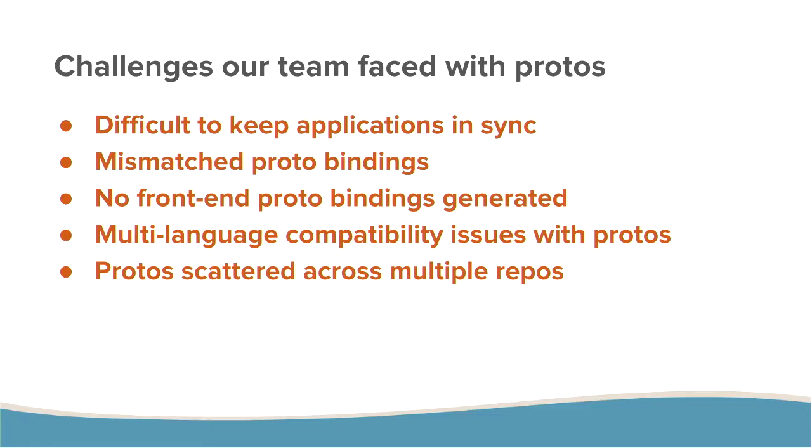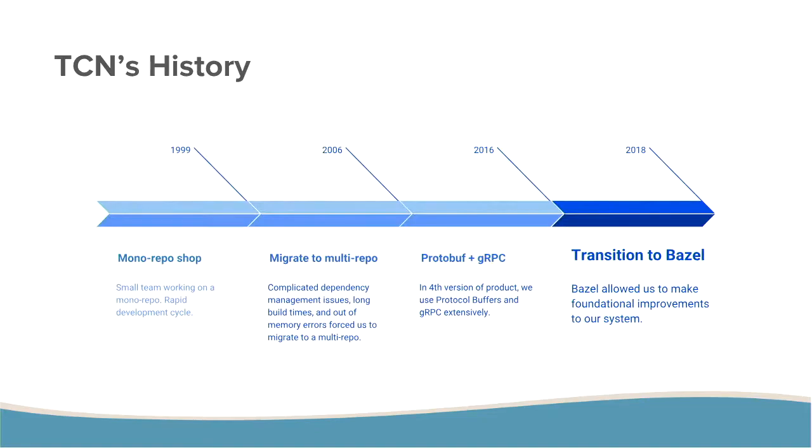We didn't generate any front-end proto bindings. We struggled with multi-language compatibility issues in our protos, and the files were scattered across multiple repositories, so it was time-consuming to track down our contracts and expectations. These challenges were negatively impacting our development velocity and needed to be addressed.